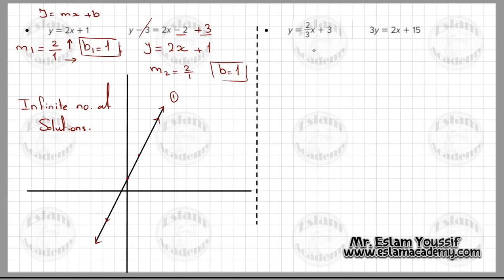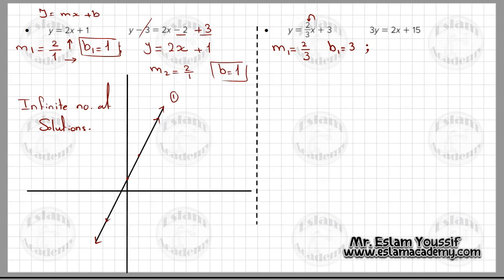In problem number 4, we need to solve the system of equations by graphing. You will find that the first equation is written in slope-intercept form. So we can find the slope, which is the coefficient of x, which equals 2 over 3. The slope must be a number. Also, we can find the y-intercept, which equals 3.